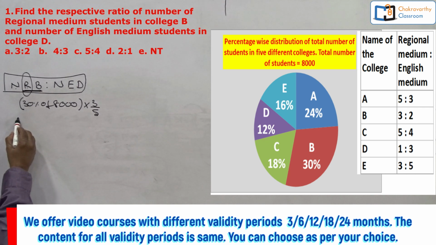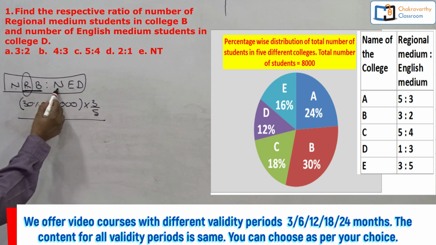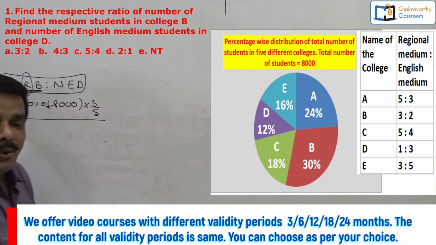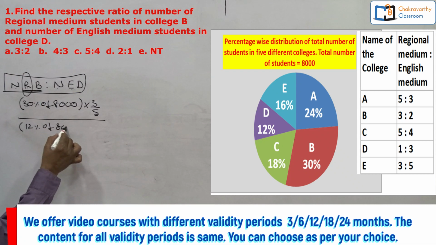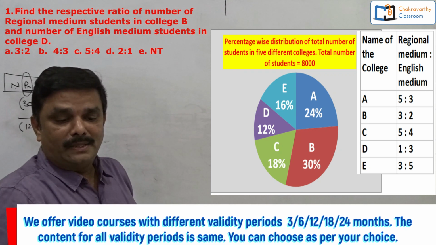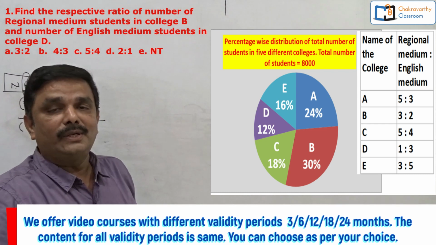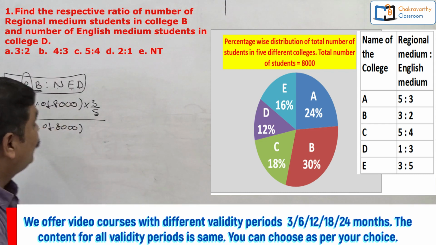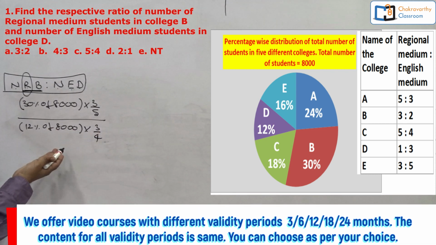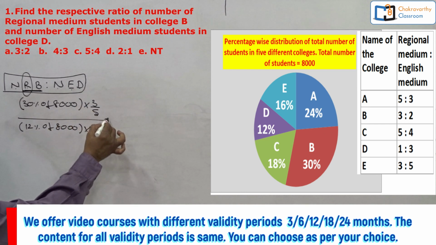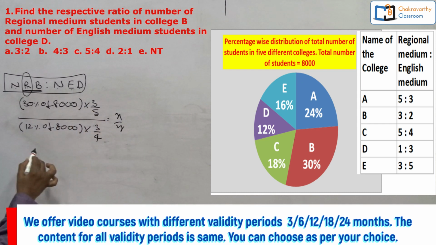Ratio is nothing but division. Okay, now number of English medium in college D. College D is 12%, so total number is 12% of 8,000. Then English medium in college D: regional to English medium is 1:3, so that should be 3 by 4 into 3 by 4. Now just simplify this one and you are going to get the answer. For this one you may get X, this one Y. My final answer is X is to Y.